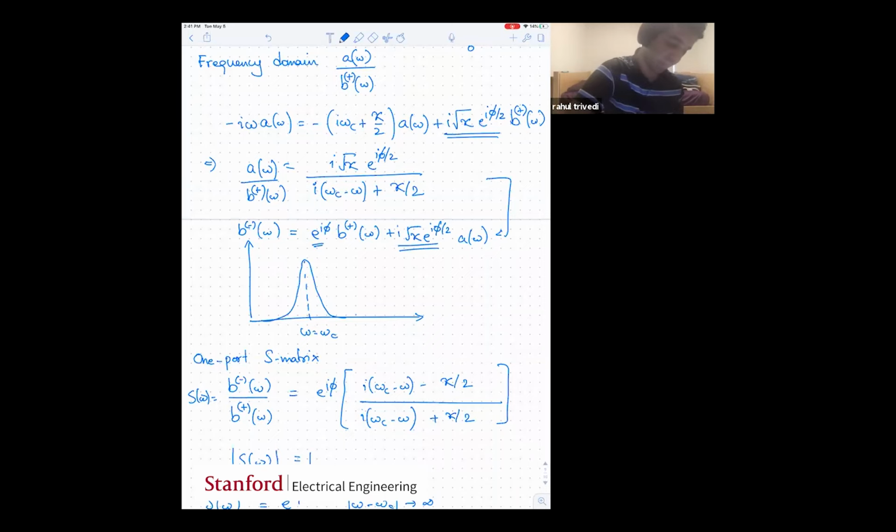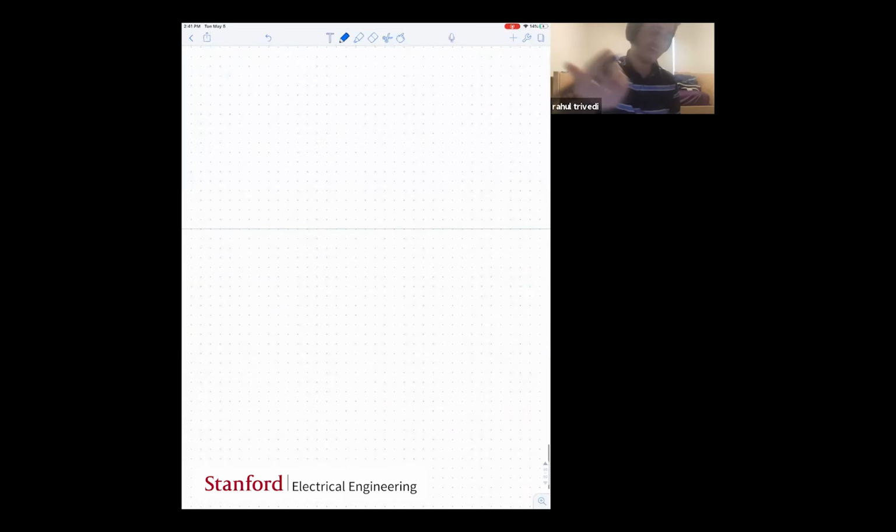And this exponential i phi, well, typically we can assume that we choose our references such that this phase is equal to 0. So I can often drop these phase terms as well. So let me, for example, write down a simple scattering coupled mode theory for a two-port system.